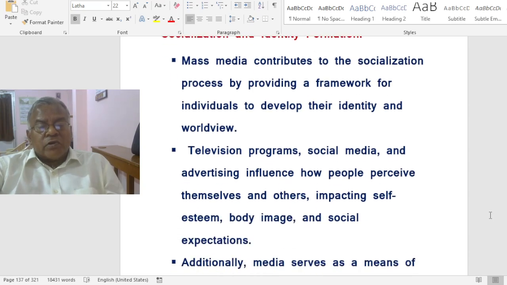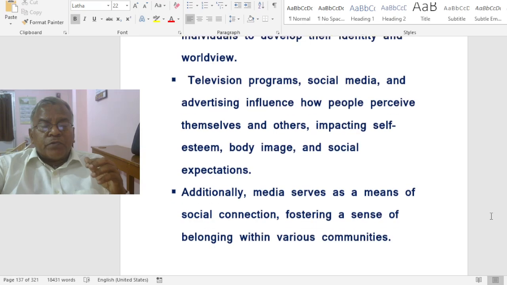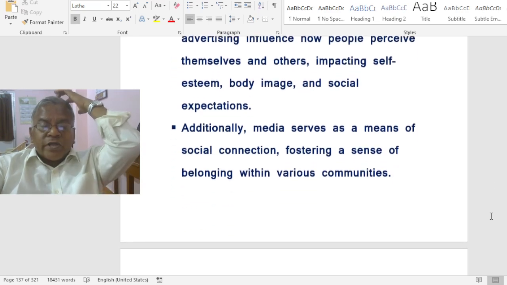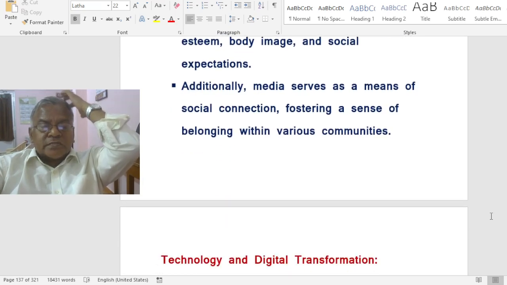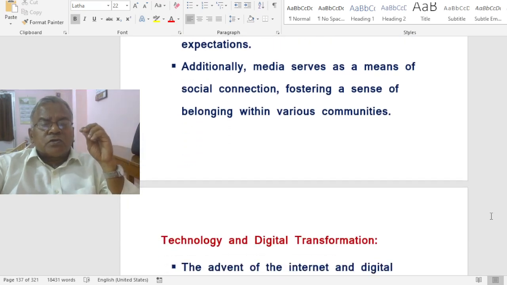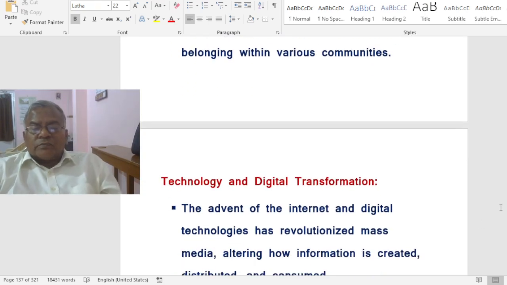Television programs, social media, and advertising influence how people perceive themselves and others, impacting self-esteem, body image, and social expectations. Moreover, media serves as a means of social connection, fostering a sense of belonging within various communities.